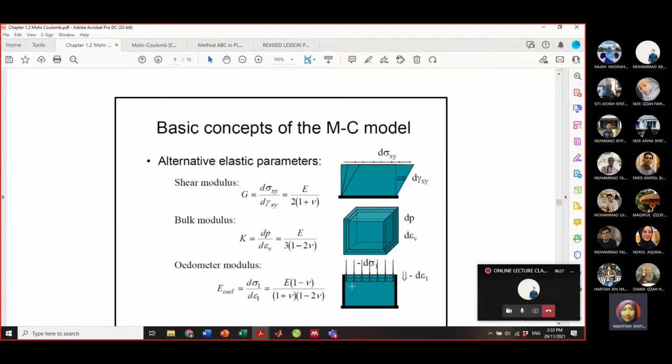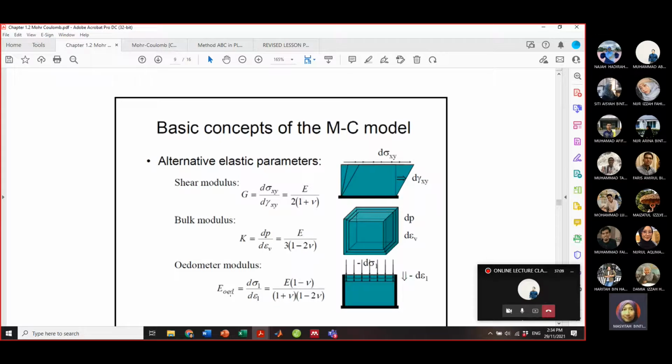Okay, how do we alternatively relate the elastic parameters? You may also have the shear modulus. You can also have the bulk modulus, or you can have the Young modulus from the odometer test, which we call here the odometer modulus. So the modulus E from the odometer can be obtained from this relationship between Young modulus and the Poisson ratio. Somehow when you do not have typical values for these two parameters, you need to find them by using the analytical equations.